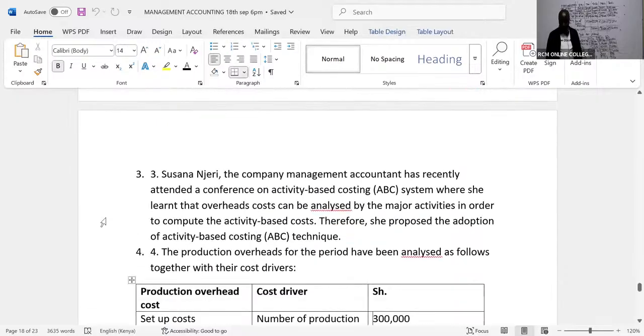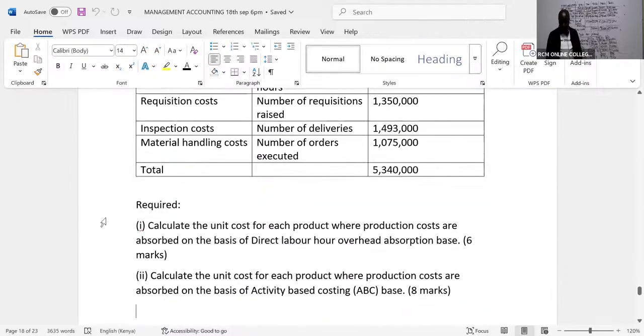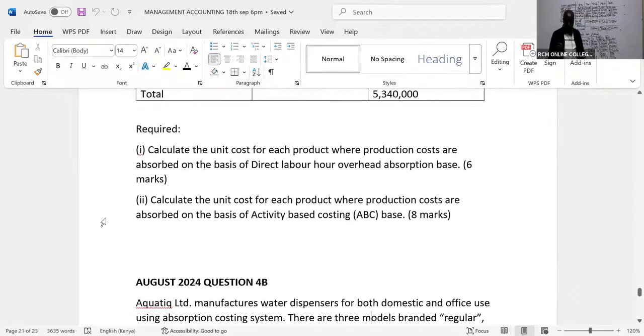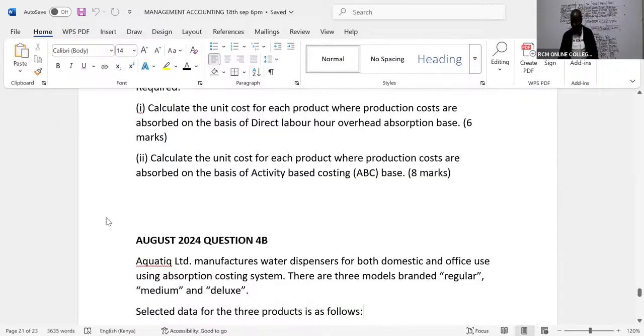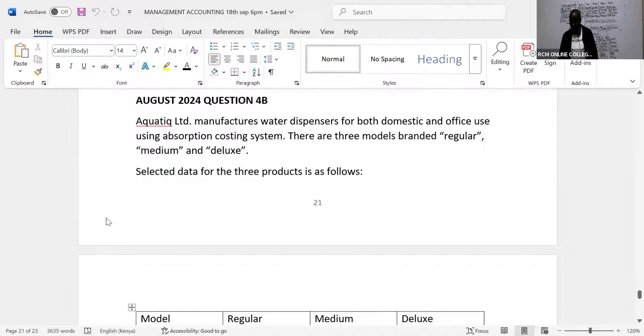The homework for you, my good students, is August 2024, question number 4B. Please write it down slowly so that tomorrow you will not come with excuses. No excuses. Tomorrow it's either you bring this solution or you bring a parent or a guardian. That is homework that must be done by everybody.